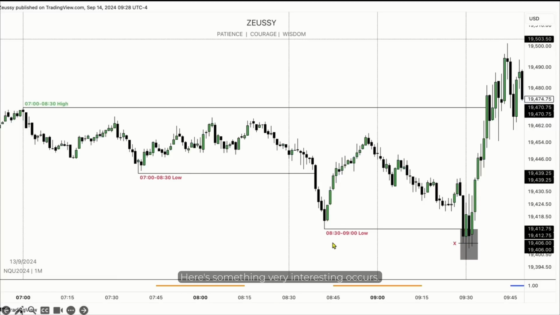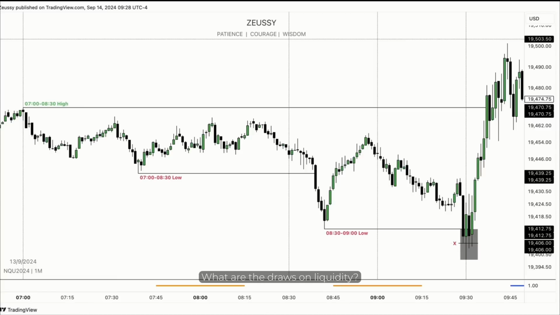And here's something very interesting that occurs. What I need you to see is that at 9:30, which is the opening time of the regular trading hours, the market opens up, forms a low below that previous 30-minute cycle low. Let me just summarize this for you. We're trading below the 7 to 8:30 low. We're trading below the low of 8:30 to 9. And we're trading below the low of 9 to 9:30. The market opens up, forms that low, and immediately begins to reprice towards the upside aggressively.